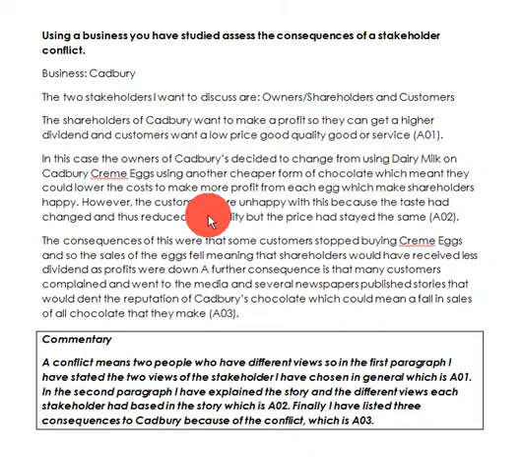Then I've explained here that the customers were unhappy with this because the taste had changed and thus reduced the quality, but the price has stayed the same. So it's the kind of same thing, but I've applied it to Cadbury.